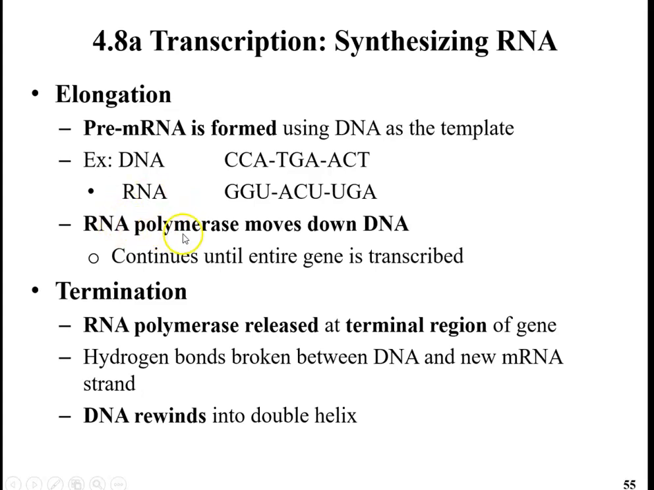So the RNA polymerase just moves down the DNA and continues until the entire gene is transcribed. Then it terminates. The RNA polymerase is released at the terminal region of the gene. The hydrogen bonds between the DNA and the new mRNA strand are broken, and then the DNA rewinds back into its double helix.